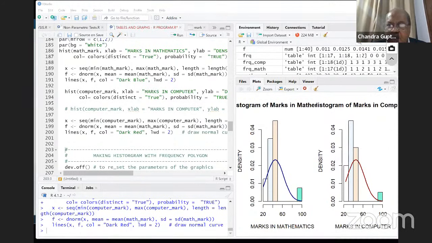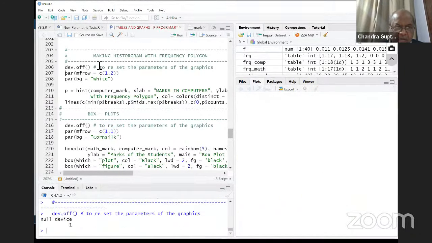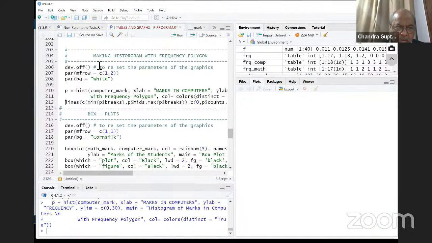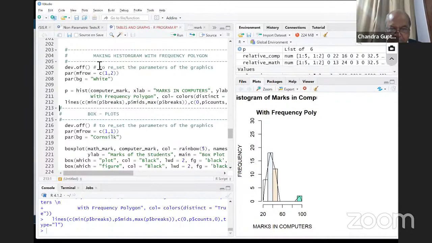And if you want, you can make a histogram with a frequency polygon. So I just put it here. Then the lines will be the midpoints of your class intervals. And that will be the polygon. Combine the minimum of the breaks and the mids and the maximum breaks. And then you draw it.